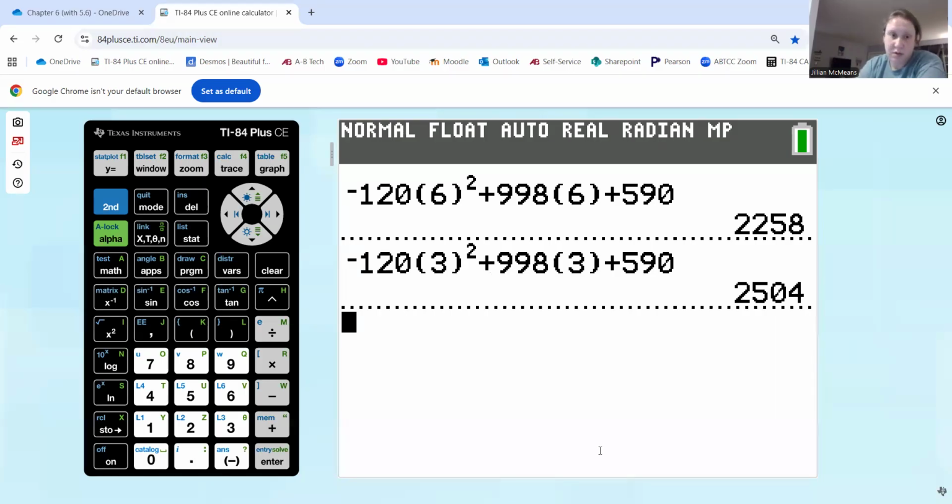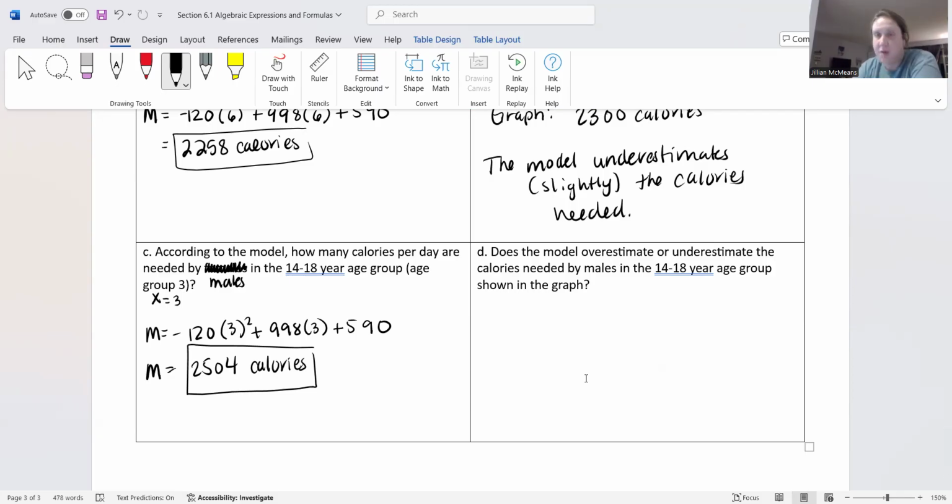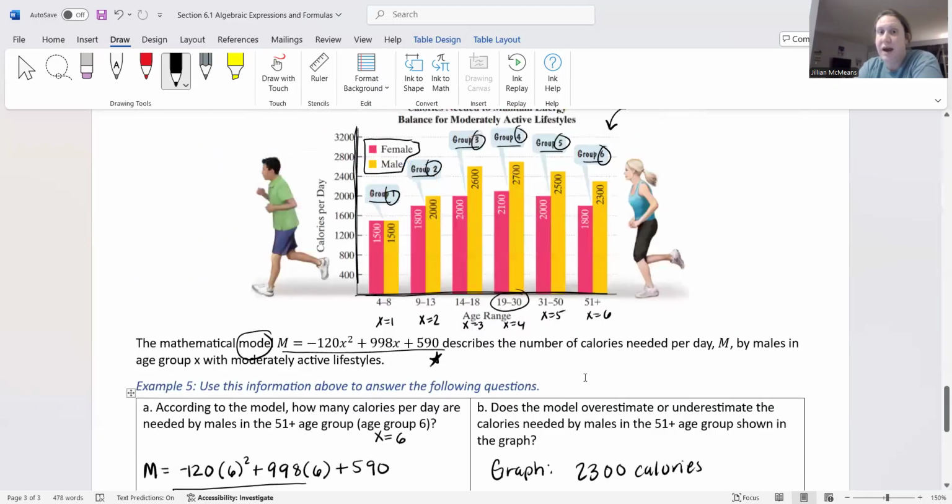So scroll down just a little bit. We have m is 2,504 calories. Okay, so that was for males in the 14 to 18 year age group. Now let's go back and compare that to the graph. That's what part D says. It says, does the model, the formula, overestimate or underestimate the calories needed by males in the 14 to 18 year age group shown in the graph? So let's go back to the graph.